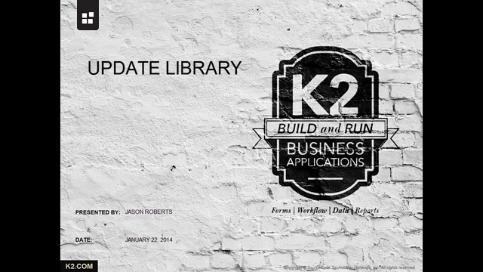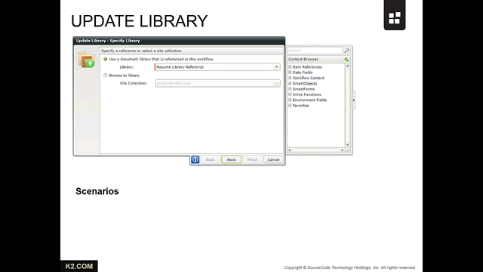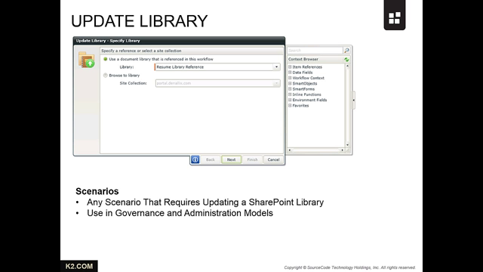This demonstration will show you how to use the Update Library step to update a SharePoint library automatically within a K2 process instance. You can use this workflow step in any scenario that requires updating the properties of a library within a site collection in your SharePoint environment. It's also a very helpful workflow step to use inside your automated governance or administration models applied to your SharePoint architecture. Let's take a look at a workflow scenario that demonstrates this capability.